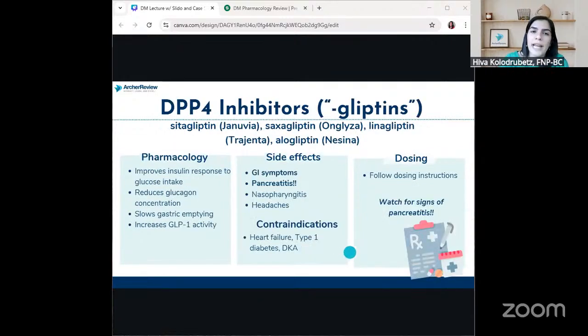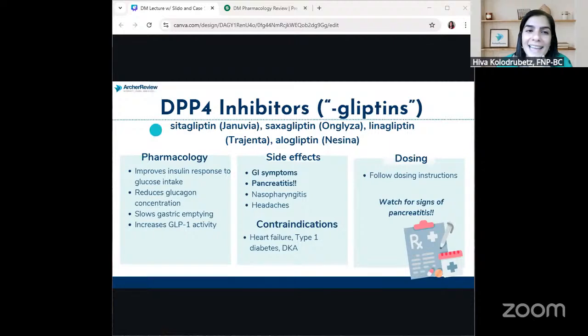Our DPP-4 inhibitors, these are drugs that end with the gliptins. So that's your sitagliptin, saxagliptin, more commonly known as Januvia, Tradjenta. The way I always think about our DPP-4 inhibitors is, what is the role of DPP-4 in the body? DPP-4 inhibits those GLP-1 peptides. So if you are inhibiting the DPP-4, what are you actually doing? You're increasing that GLP-1 activity, right?